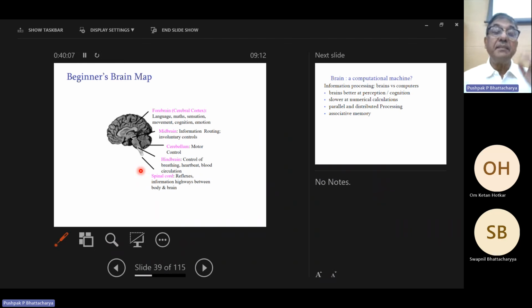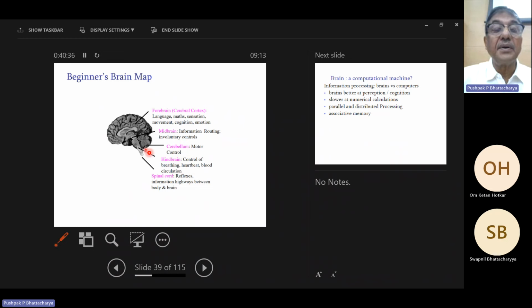Now, the beginner's brain map. So this is a very top level view of the brain. The brain is extremely, immensely complex, unimaginably complex. So the brain has what is called the forebrain. This is called the cerebral cortex. It deals with language, mathematics, sensation, movement, cognition, emotion, and so on. The midbrain is the information routing area, and it has involuntary controls.